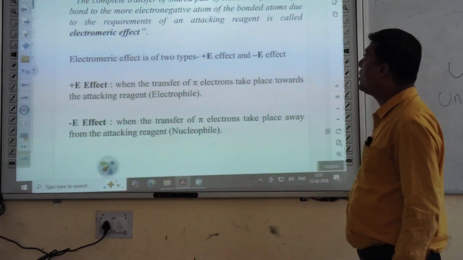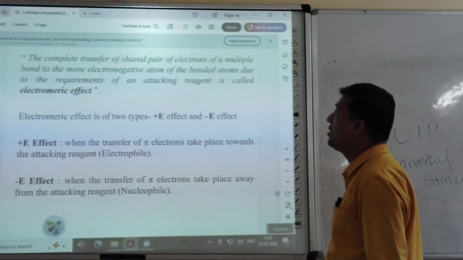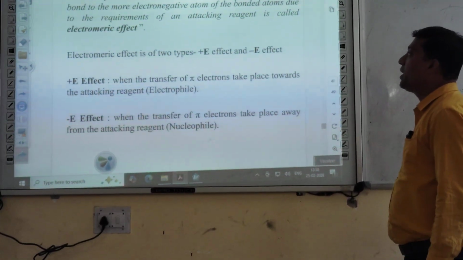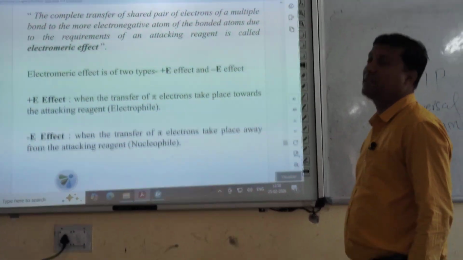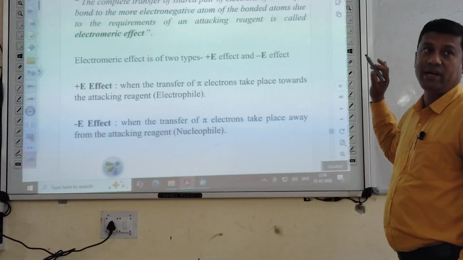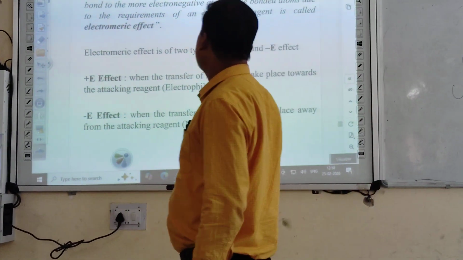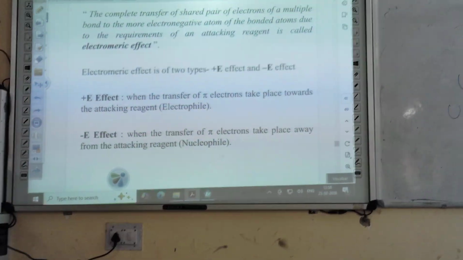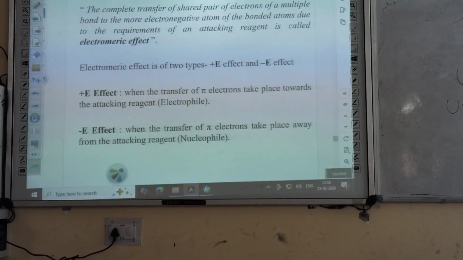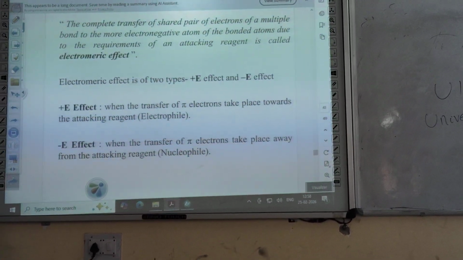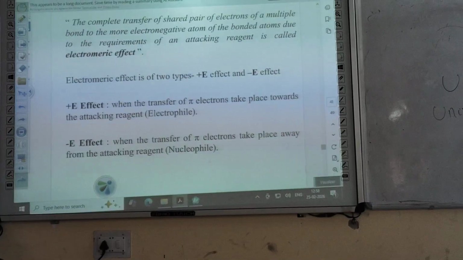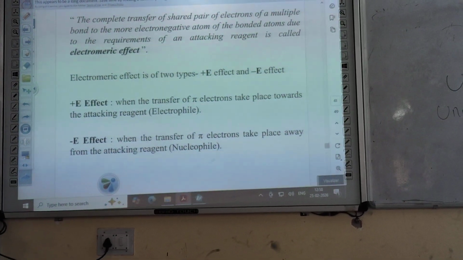The complete transfer of shared pair of electrons of a multiple bond to the more electronegative atom of the bonded atoms due to the requirement of an attacking agent is called electromeric effect. You have to write this definition. What is electromeric effect? The complete transfer of shared pair of electrons. The pi bond means it is a shared pair of electrons, transferred to the more electronegative atom due to the requirement of an attacking reagent.